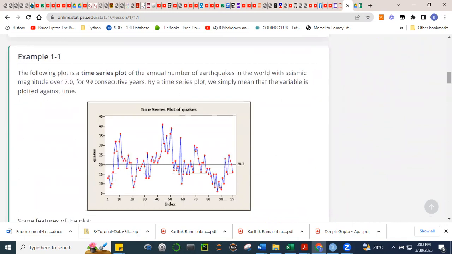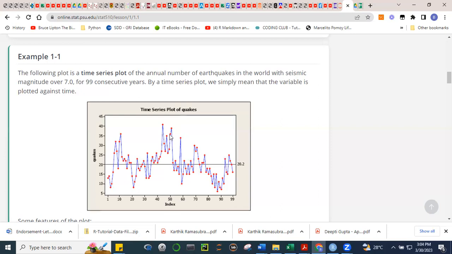So this is an example of time series data. You have 99 observations, 99 consecutive years. This is a time series plot of the annual number of earthquakes in the world with seismic magnitude over 7. In the 1950s, you can see here that there were so many earthquakes with magnitude 7 and above.